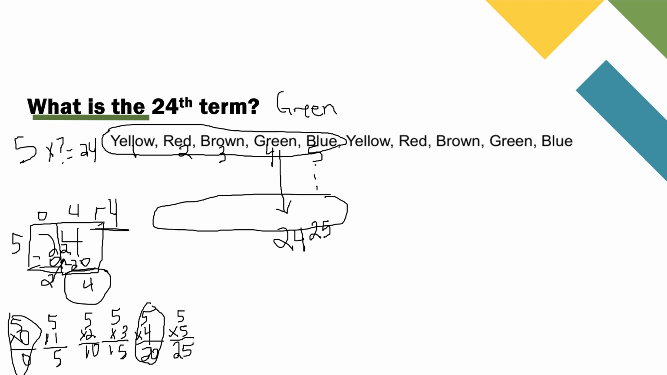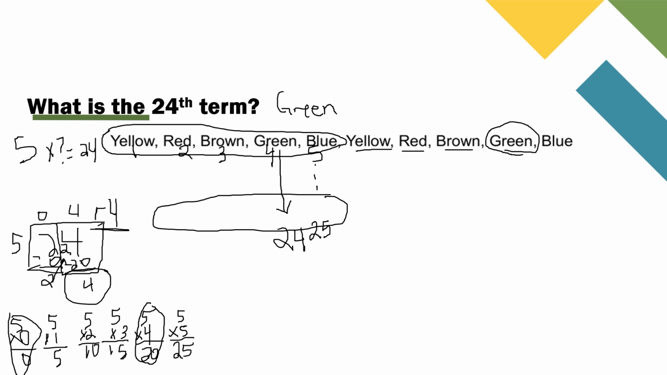So if this is 25, the foundation stops at blue, and I know I'm about to repeat. The remainder said go 4 more. So my foundation repeats. This would be 1 more spot, 2 more, 3 more, 4. So this is how you can use your remainder as well to get the same answer.